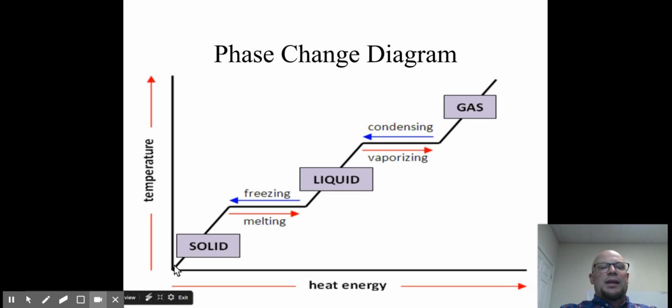But you can see as heat energy is being increased along this line, the temperature is going up. When it hits a phase change, it flattens out. The temperature stays the same, though heat energy is continuing to be added. And then it becomes a liquid, goes up, hits another phase change, and levels out until it completely changes phases.